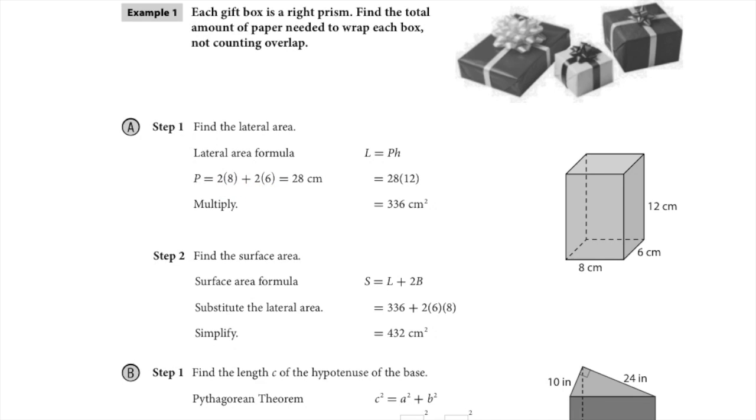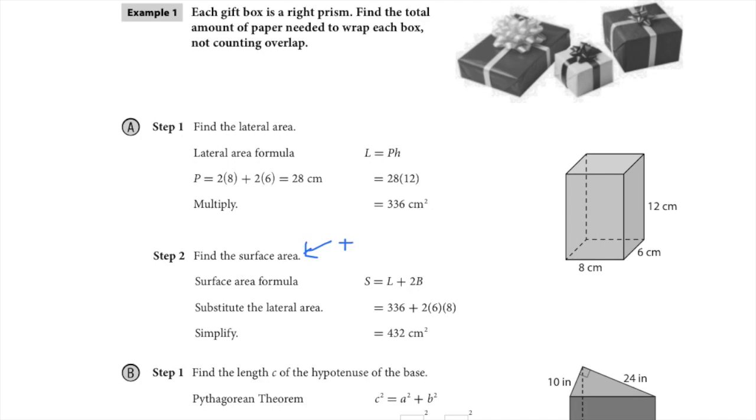So we're going to start by stating our lateral area formula and then putting in our perimeter, which is 2 times 8 plus 2 times 6. So we've got 28 times 12, which is the height. And we're going to multiply that and we get 336 centimeters squared. So that's just the sides, you guys.